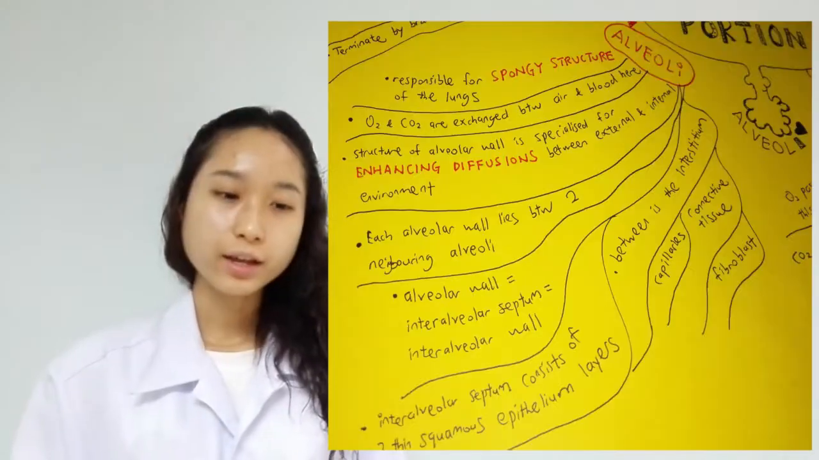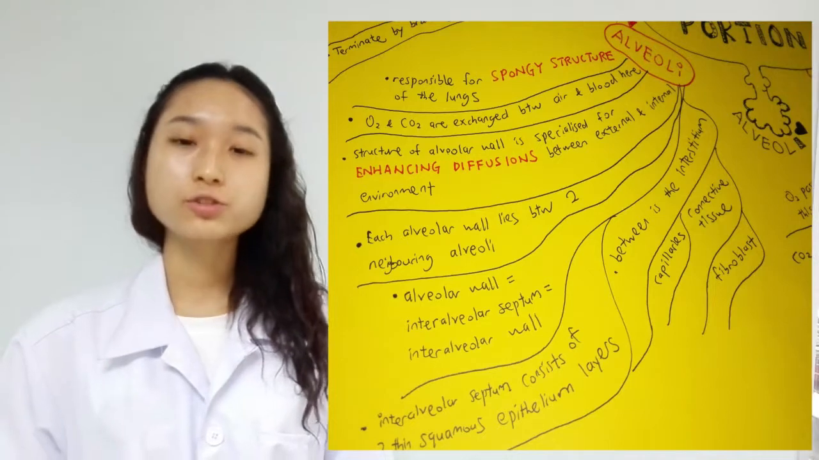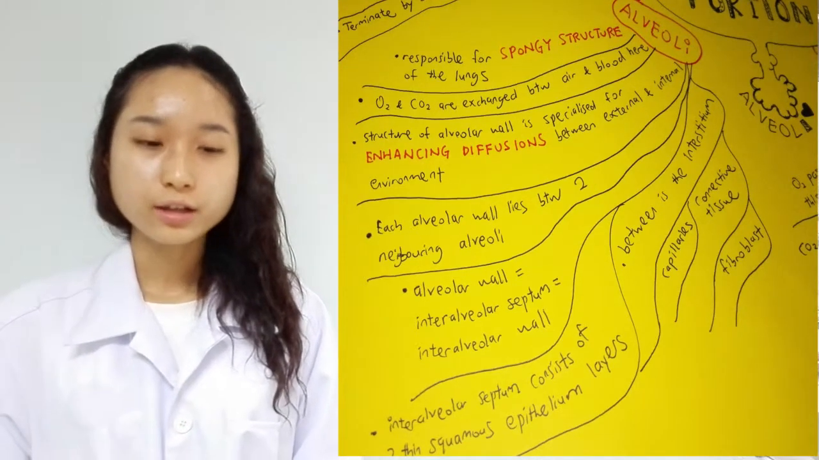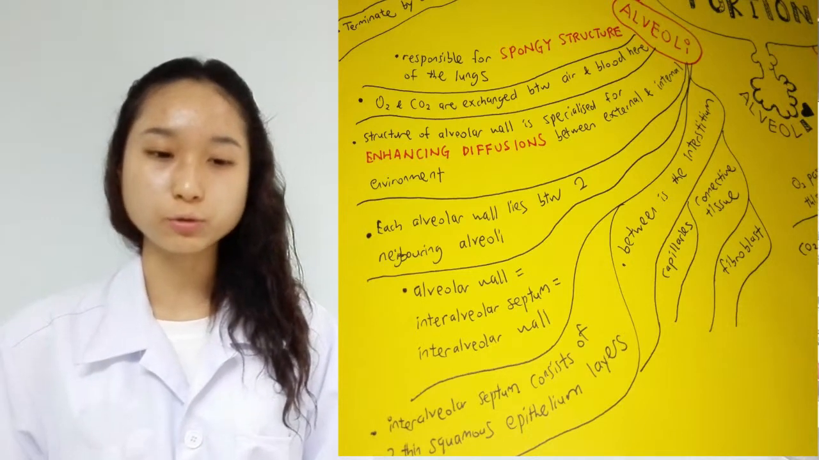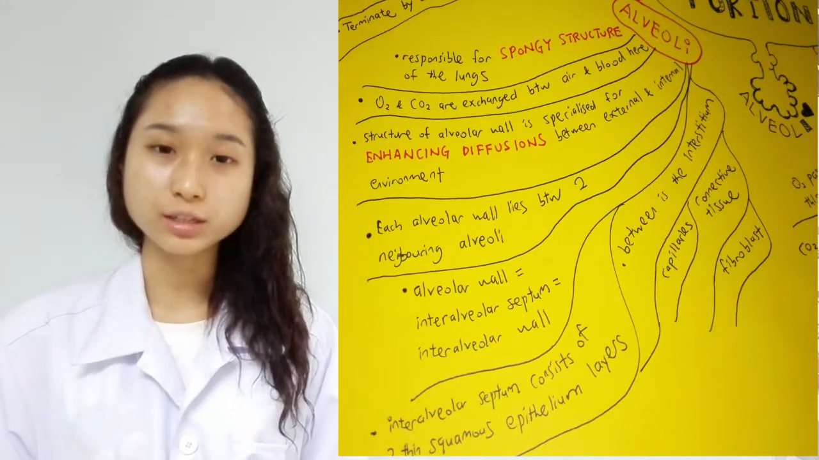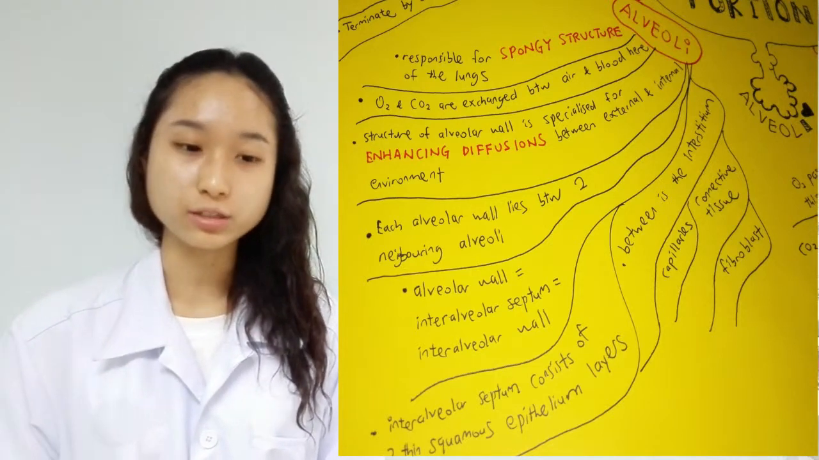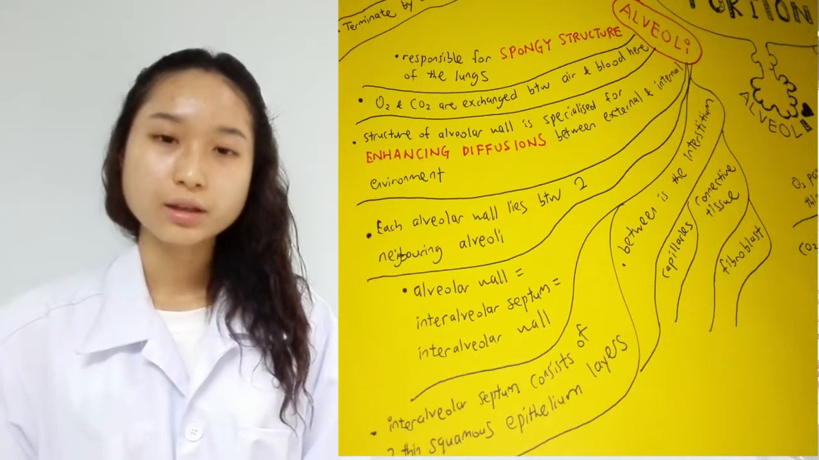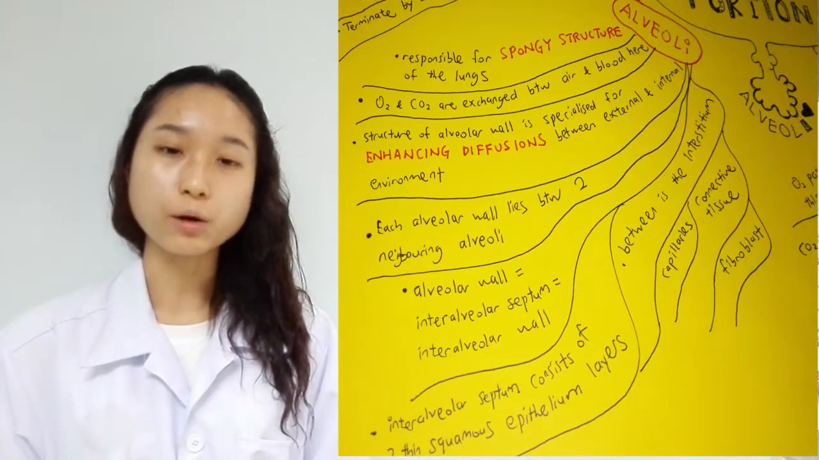The alveoli are responsible for the spongy structure of the lungs. Oxygen and carbon dioxide are exchanged between air and blood here. The structure of the alveolar wall is specialized for enhancing diffusion between the external and internal environment, because the alveolar wall is one cell thick, moist, and surrounded by a network of capillaries. Each alveolar wall lies between two neighboring alveoli. The alveolar wall can be termed the interalveolar septum or interalveolar wall.